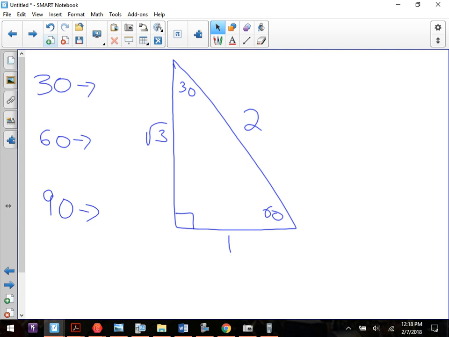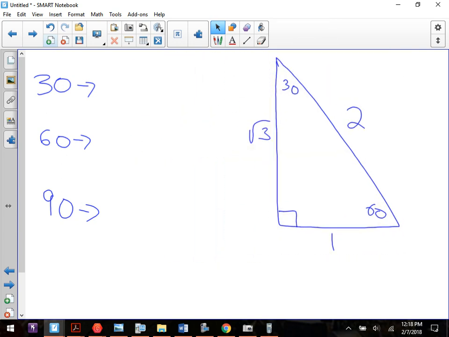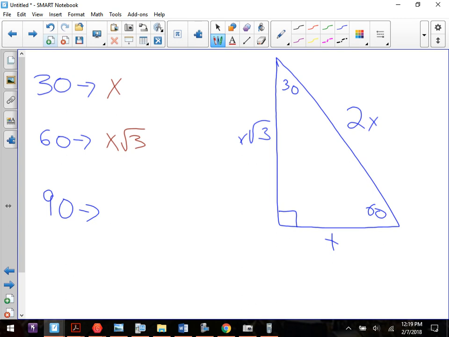So, again, we go with the idea that the 30-degree angle is looking at a side of 1. The 60 is looking at a side of root 3. The 90 is looking at a side of 2. But every time we're going to throw x in there. What's 1 times x? Just x. So we say that across from the 30, some value of x. Across from the 60, that value of x times the square root of 3. And across from the 90 is 2 times x.